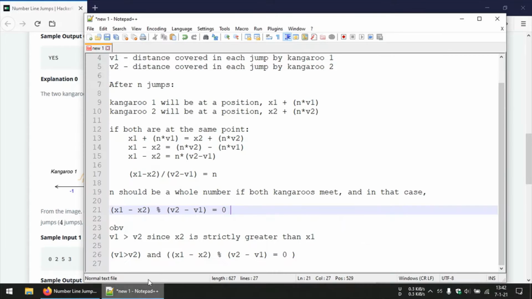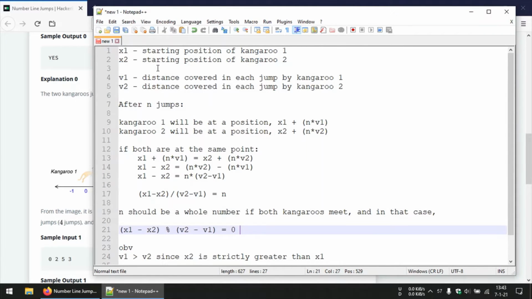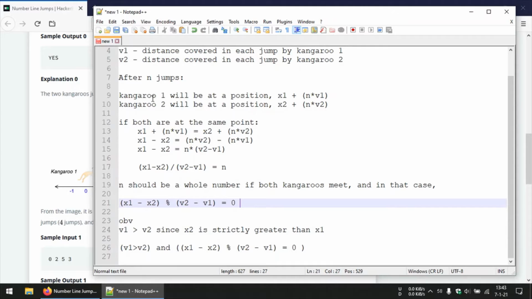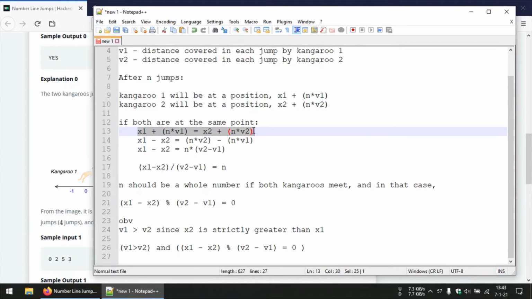So we'll look into math now. Here we know that x1 and x2 are the positions of kangaroo 1 and kangaroo 2, and v1 is the number of meters that kangaroo 1 can move per jump, and v2 is similarly the number of meters that kangaroo 2 can move per jump. So after n number of jumps, kangaroo 1 will be at a position x1 plus n times v1, and similarly kangaroo 2 will be at a position x2 plus n times v2. And to check if both are at the same point, we equate them, and we need to solve this equation.